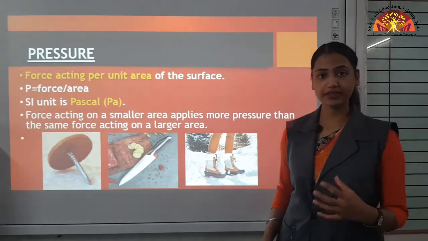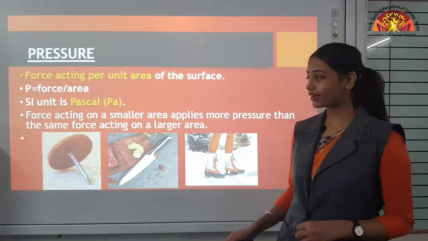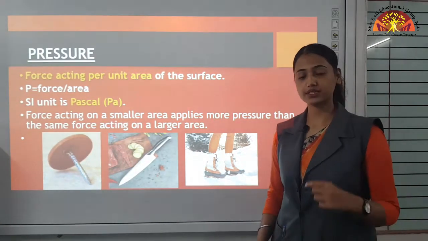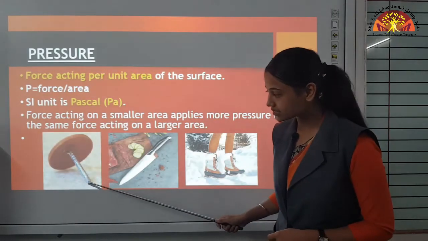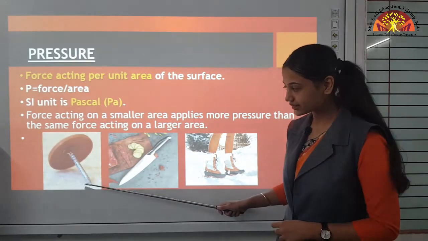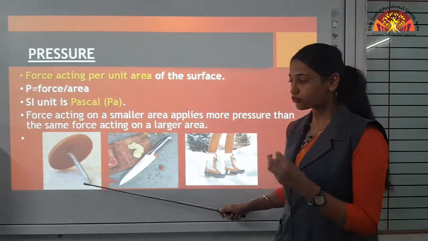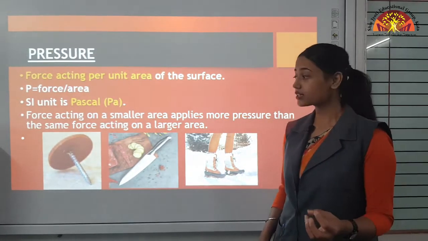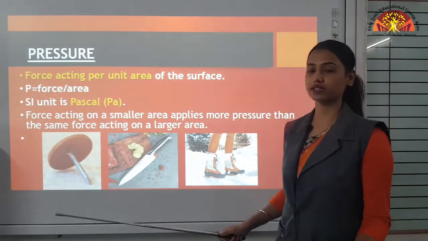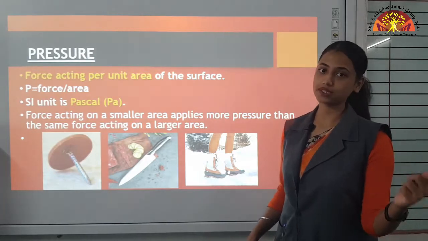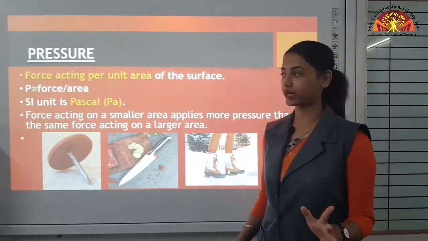Where can you see applications of pressure? Here you can see a screw and a nail. When you strike it with a hammer to insert it in the wall, do you prefer this side or this side? Obviously this end, because it is pointed. Pointed means it has a very small surface area. If you apply force and the area is small, then pressure will be more, because pressure and area are inversely proportional. Just keep it in mind.